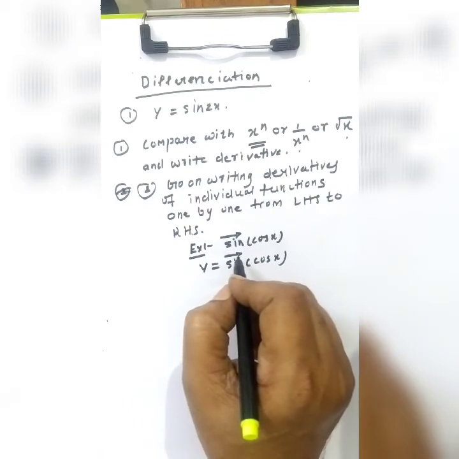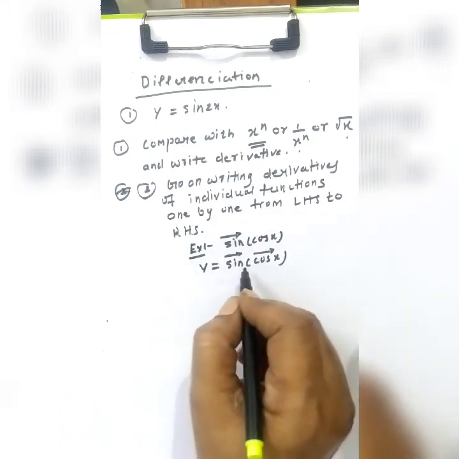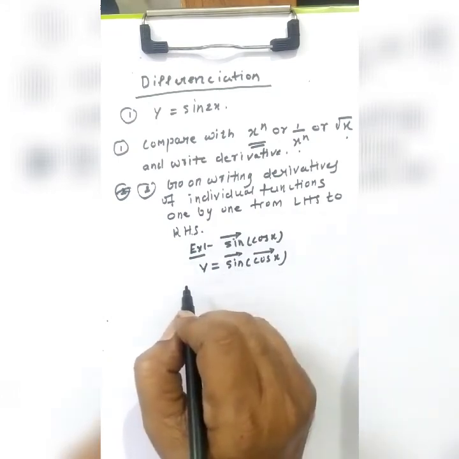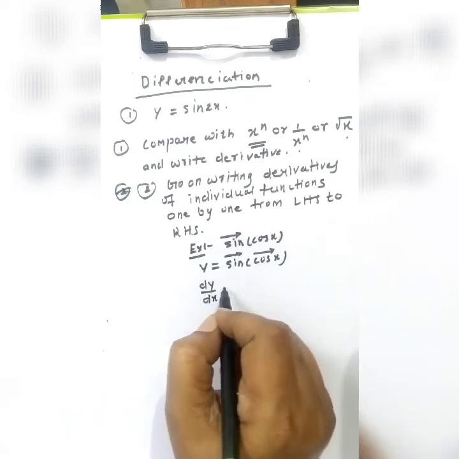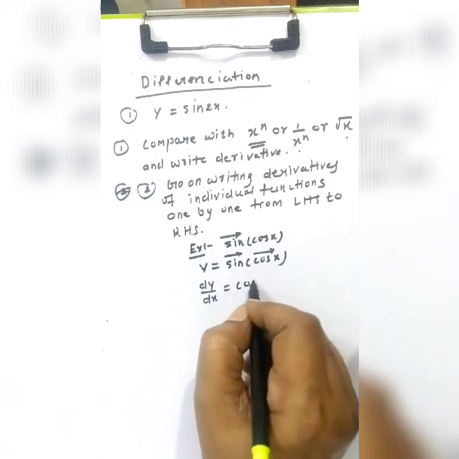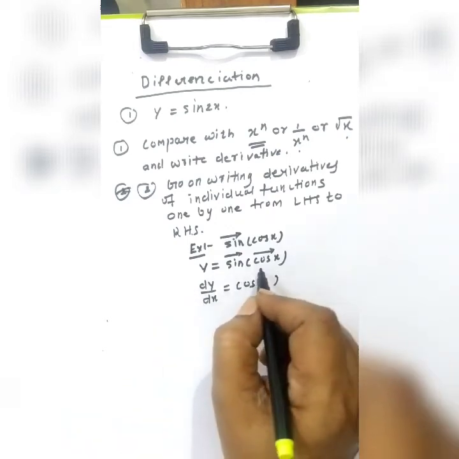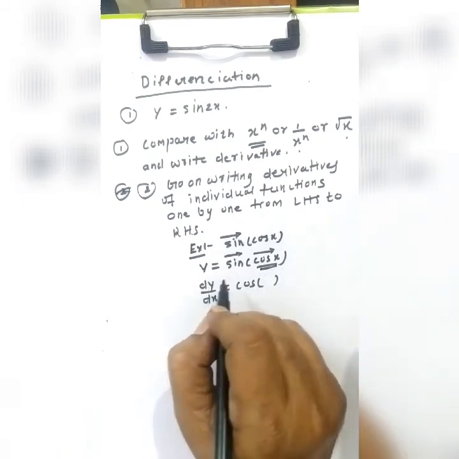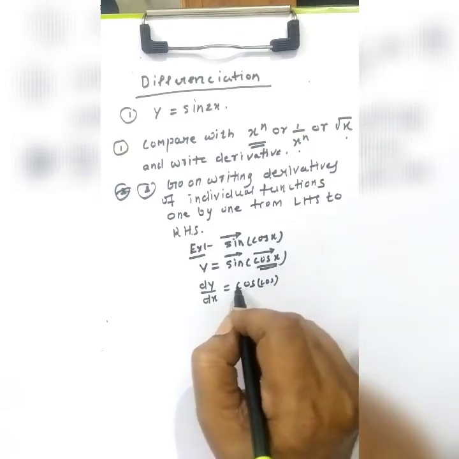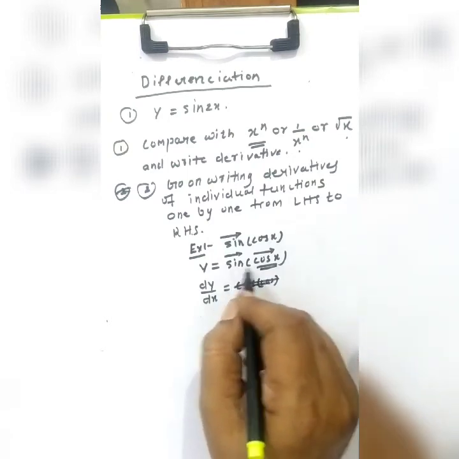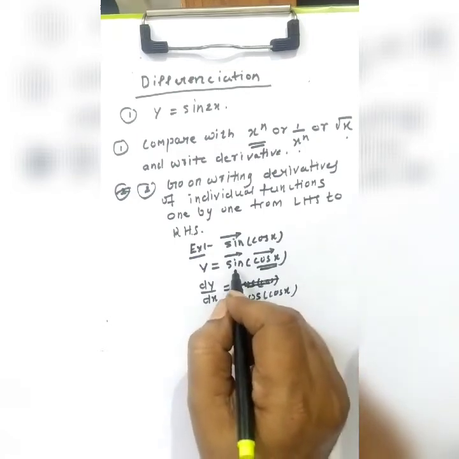Which are the individual functions here? First one is the sine function, second one is the cos function. What is the derivative of sine? Derivative of sine is cos. So I will write here dy by dx. First function is sine, I will write as cos. Derivative of sine is cos, but instead of x it is cos x. You cannot change this function. You have to keep it as it is because your first function is sine. So it will be cos of cos x. So derivative of the first function is over.